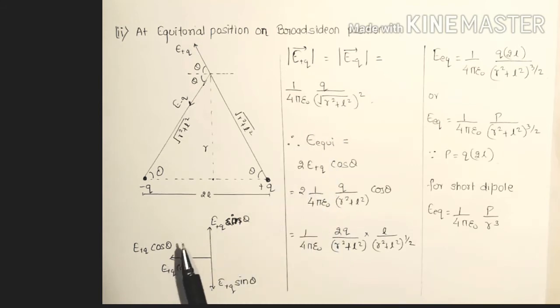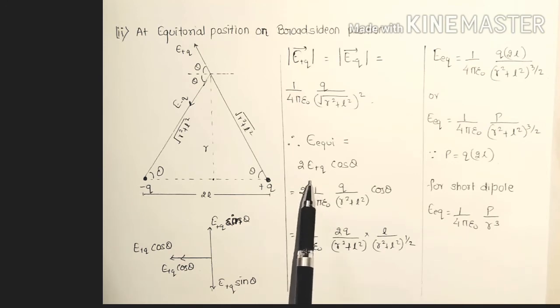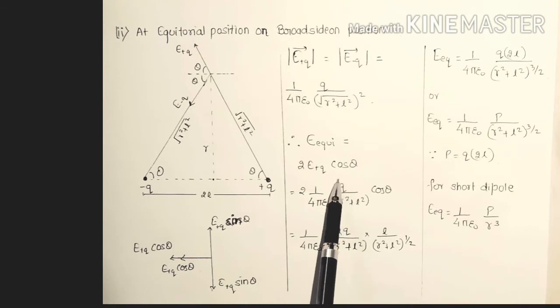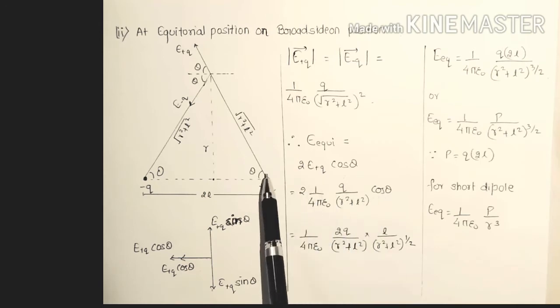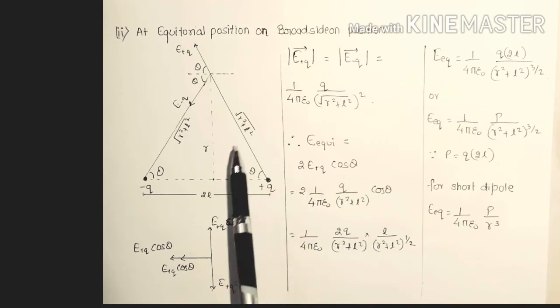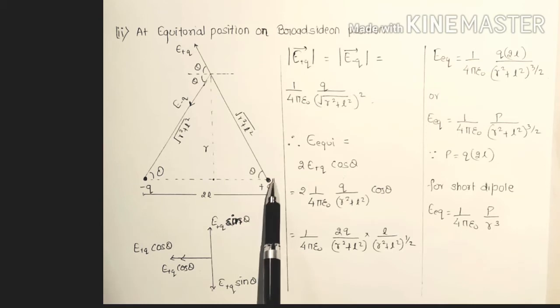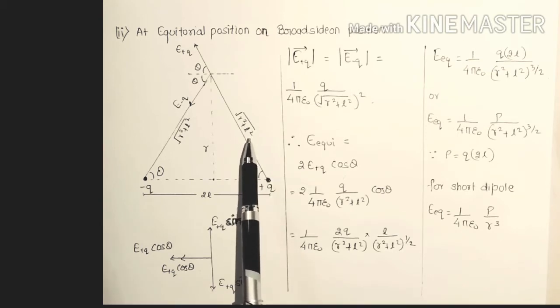So the net electric field intensity will be the sum of the two cos theta components, E due to plus q cos theta and E due to minus q cos theta. Since the magnitude is the same, I take twice E due to plus q cos theta. On substituting E due to plus q or minus q, and cos theta from the triangle as base upon hypotenuse, which is l upon under root of r square plus l square.